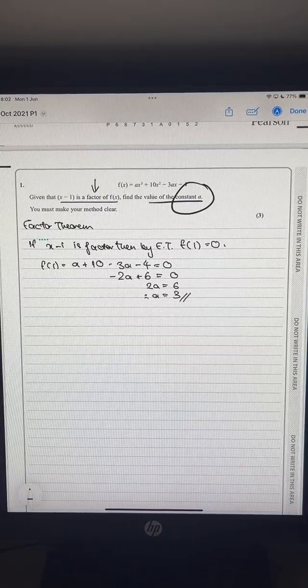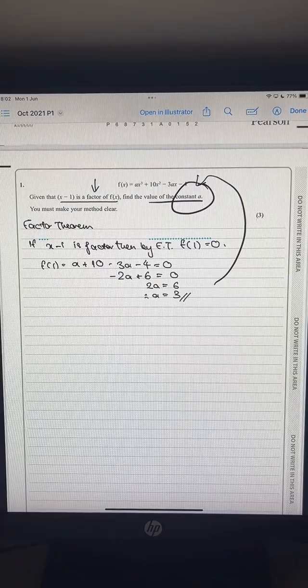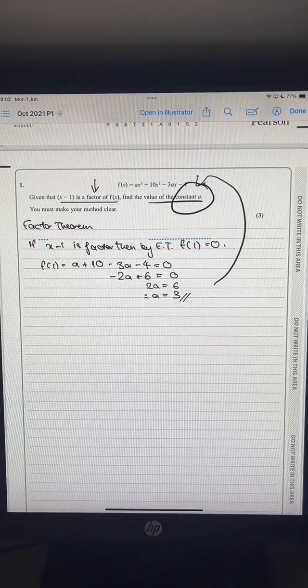And you can check this by substituting it back into this and just seeing that you get that as a root. This question is part of AS, but I am going through an A-level paper. But this is in the first year of the content, so it's AS content. Okay, so nice. Question 1, good 3 marks, pretty standard factor theorem question.